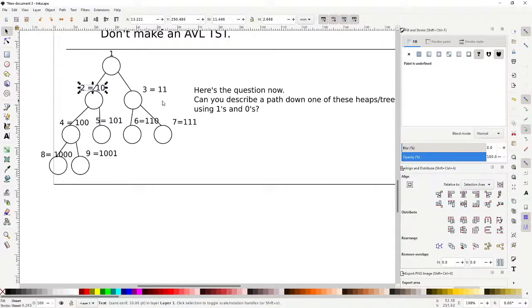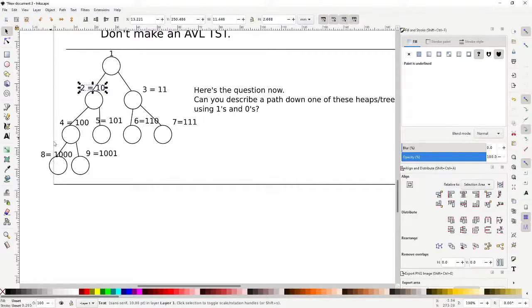A 1, 1, which means we went right. 1, 0, 0, which means we did 2 lefts. 1, 0, 1, which means we did a left and then a right. 1, 1, 0, so that's a right and then a left. You ignore the leading 1. The leading 1 is kind of irrelevant. You just look at the 0 part, right? And then here you get a 1, 1, which just says right, right.